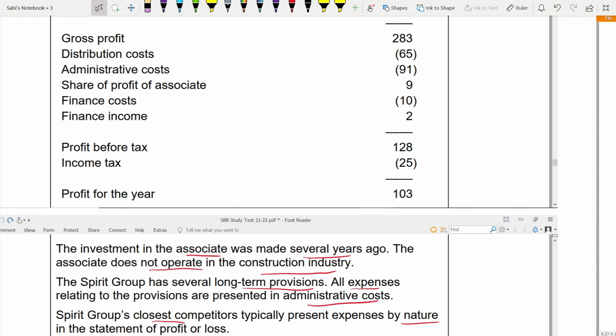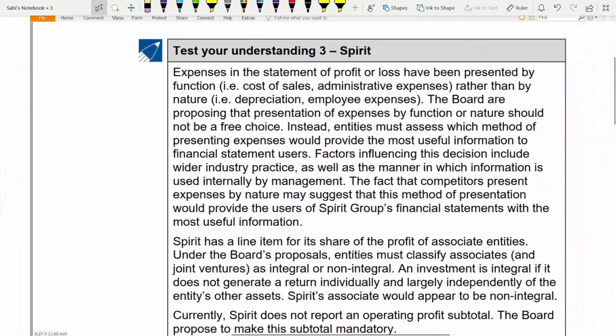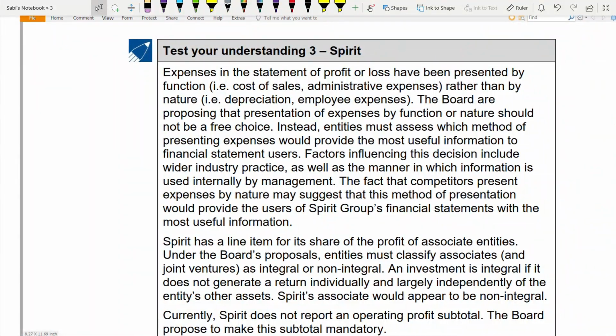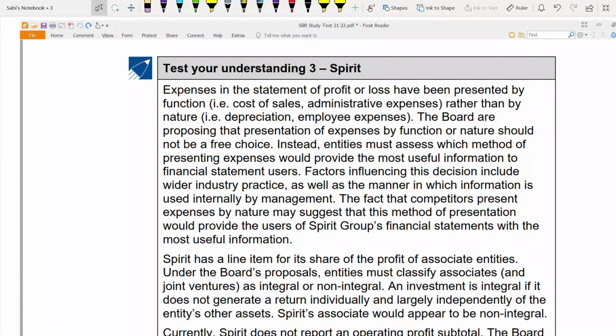It should be presented according to nature or function. That is your question. That's why you have been given the expenses. So you start your answer with the expenses part, one by one. The first paragraph is about the expenses. If you see the expenses in this statement, it is presented according to functions. How do you know it's functions? Because it is according to cost of sales, admin expenses, finance expenses, operating expenses, like that. So it's based on function, not nature. If it was nature, it would have been like depreciation, employee expenses, and all. First, understand the difference between these two.